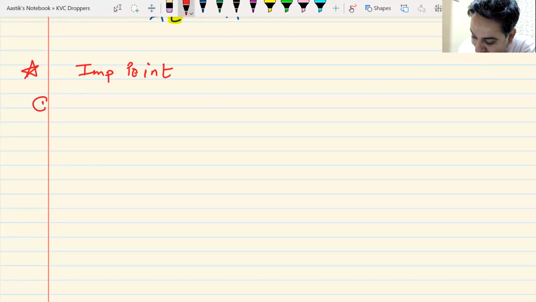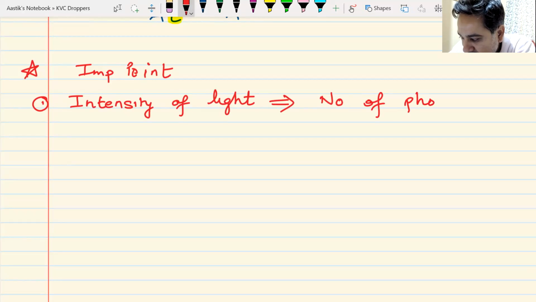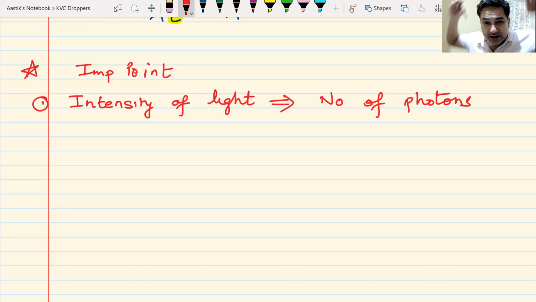Number 1, intensity of light. This is how you will write it. Intensity of light depends on what? Number of photons. Yes, now we are getting somewhere. Intensity of light depends on the number of photons. Intensity means more or less light. More intensity, more light. Less intensity, less light.